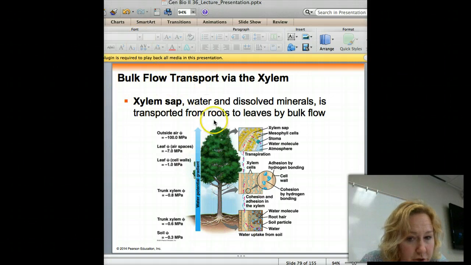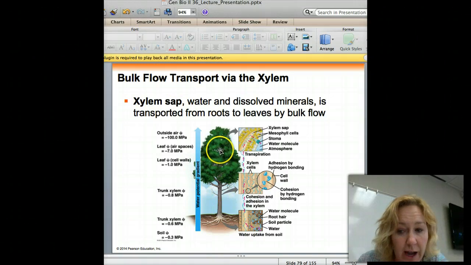This is the big tree. Dude, how are we getting this up there? This is review. You know this, right? Xylem sap, it's just the water that's going up in the dead straws. Water and some dissolved minerals, mostly water. This is transported from the roots up to the top of the trees.